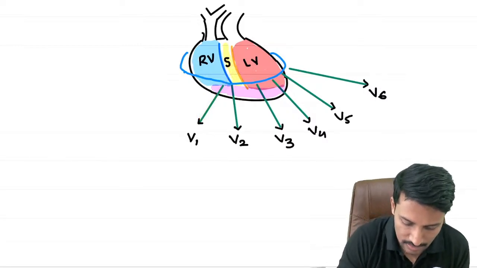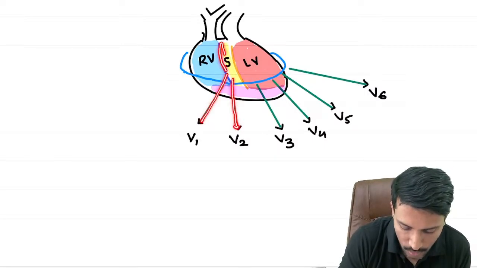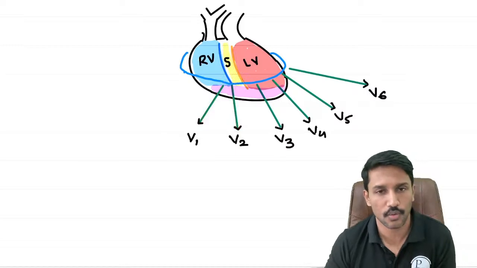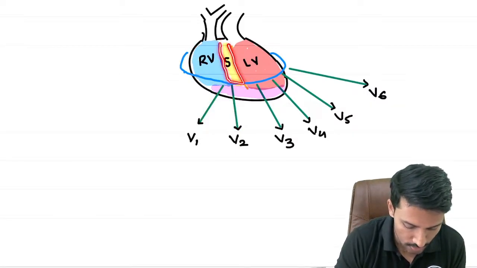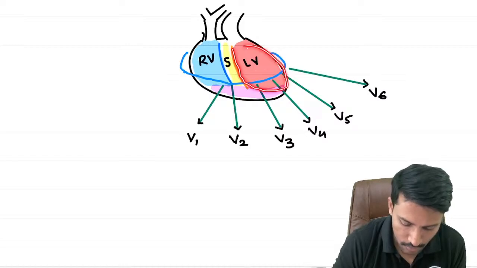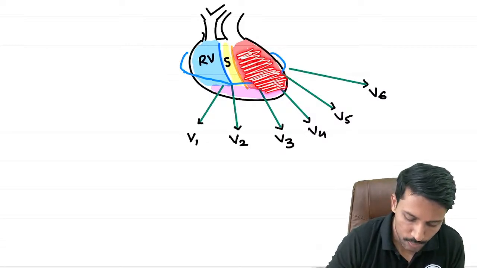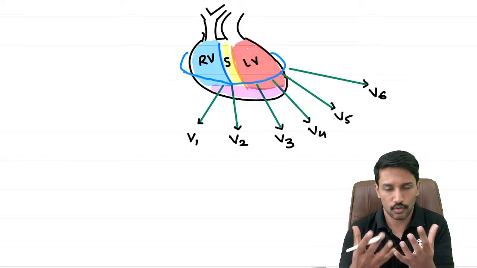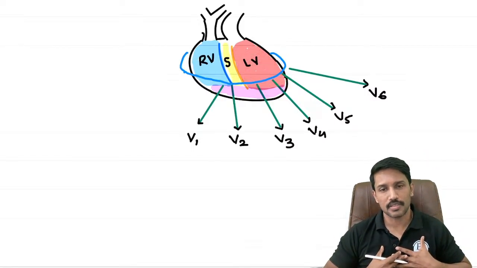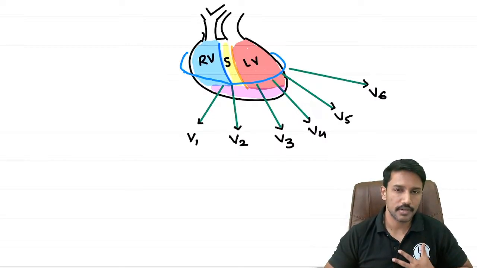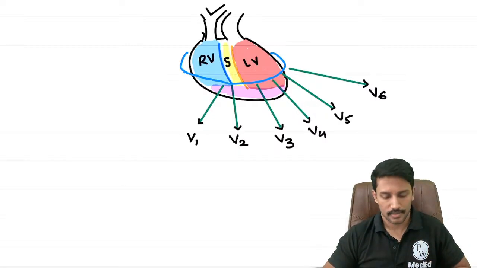So when I see this picture, right, what do we notice? V1 and V2, they are looking towards what? They are looking towards the septum, interventricular septum. See, I have a right ventricle of the heart. I have interventricular septum. I have left ventricle. The left ventricle forms the most part of my anterior wall, right? When I look at the sternum and look at the heart, first thing that appears clearly to me is the left ventricle. Left ventricle forms the major part of the anterior wall of the heart, right?